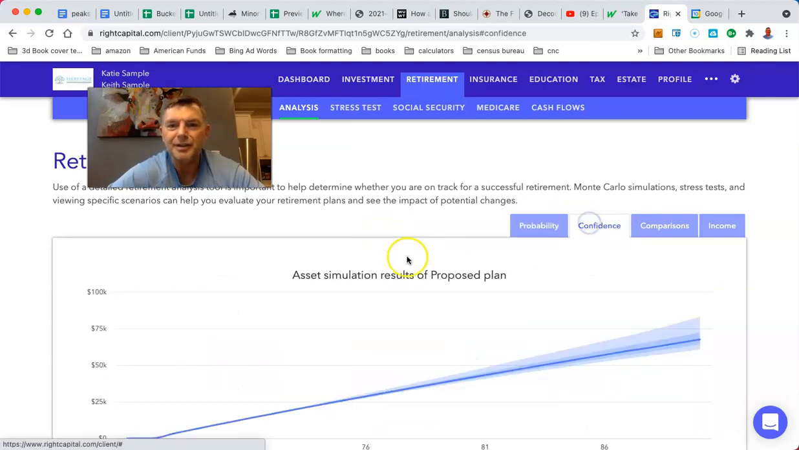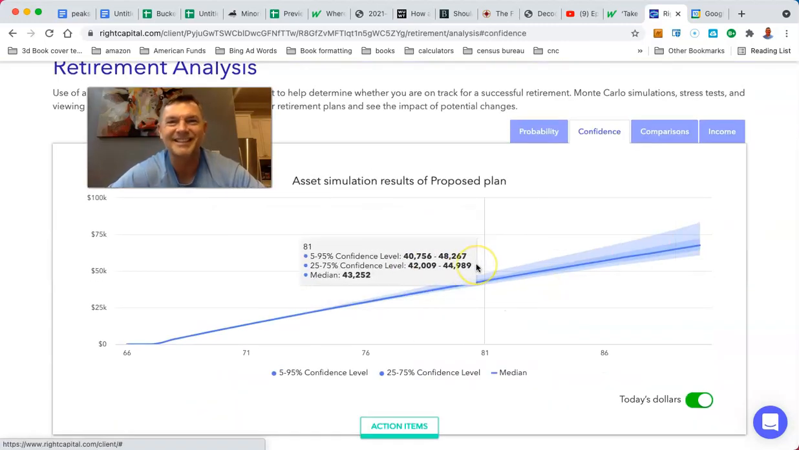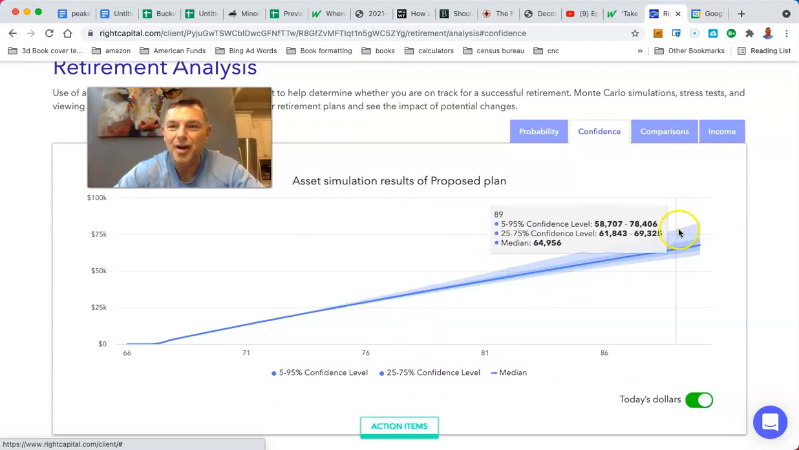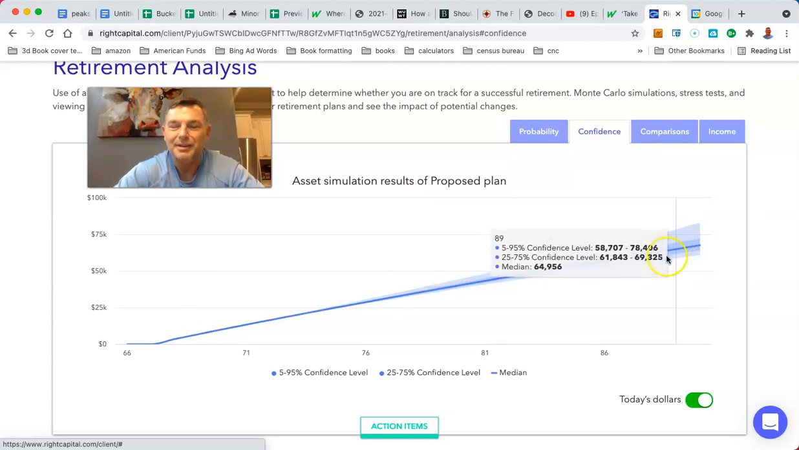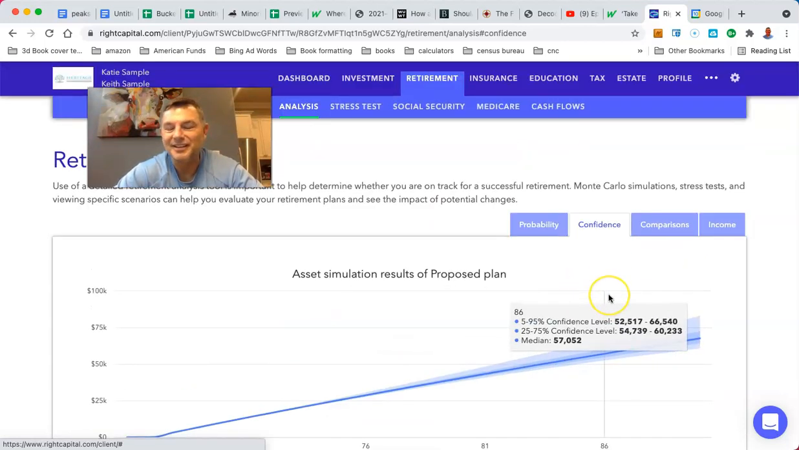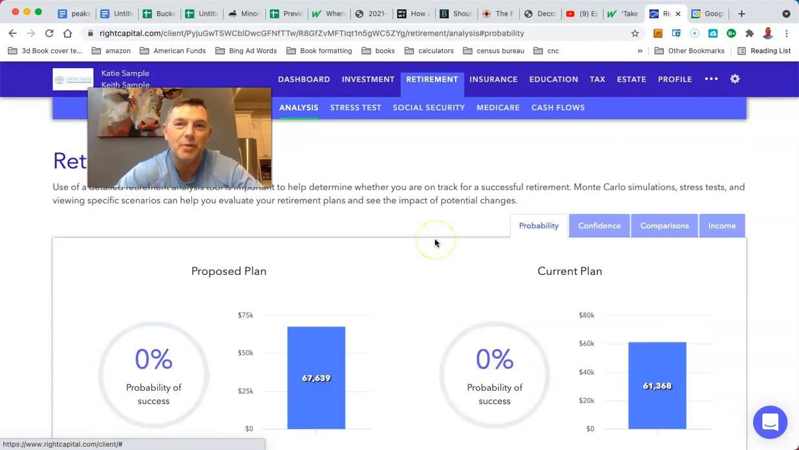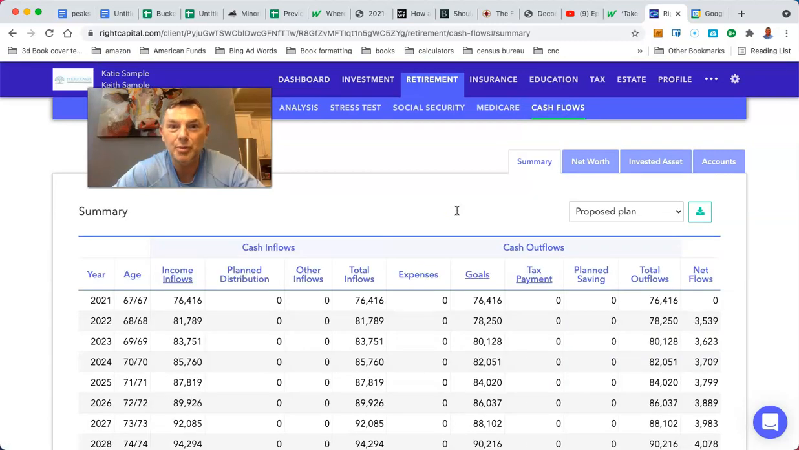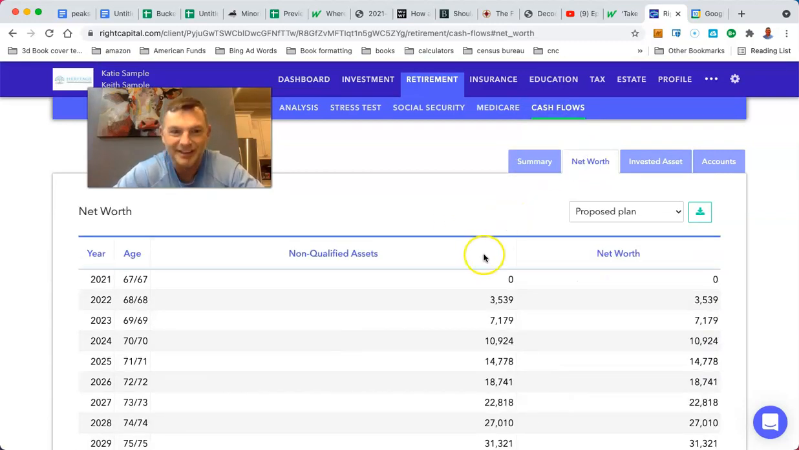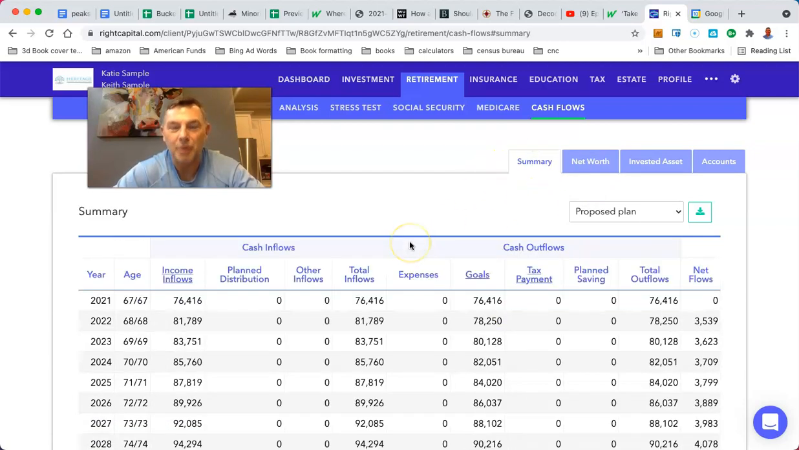Let's say confidence. How could this be? There's our confidence, it goes up. I mean, this doesn't make any sense. The reason why we have a 0% probability of success is because we had no liquid assets to start with. And so the software is like, I don't know what to do, because we have no net worth, which means we started with no net worth. We have 0% probability of success.